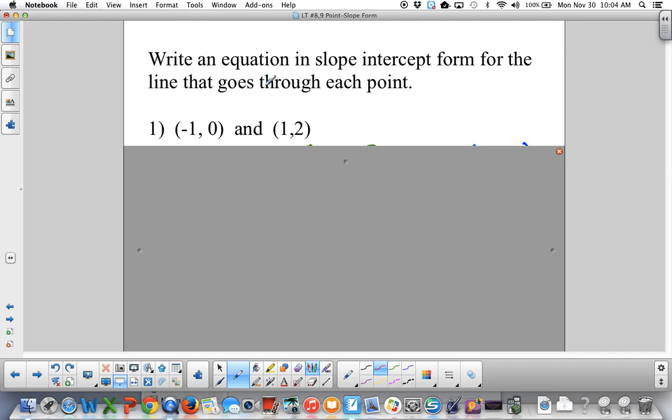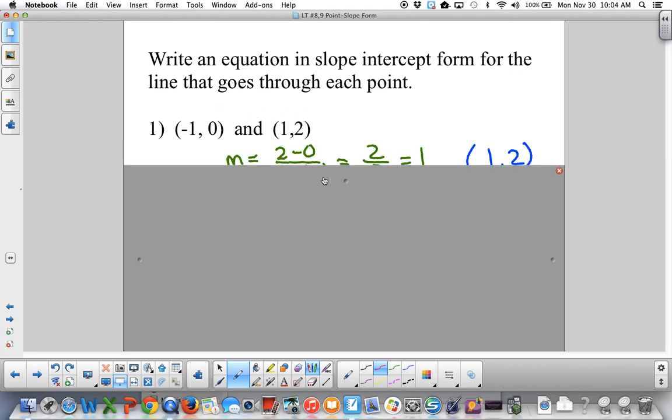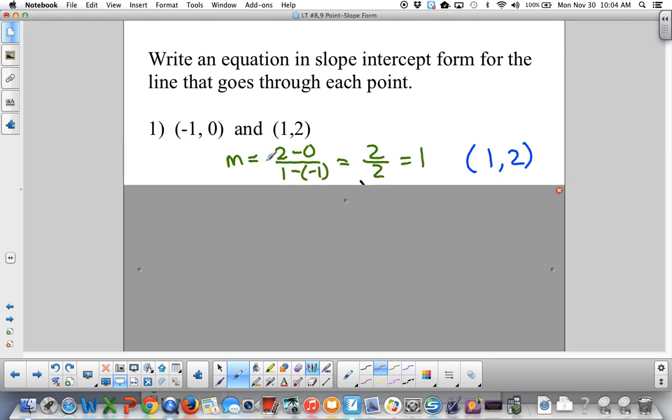So there's two things we need for point-slope form. We need a slope and a point. Well, we've got 2 points. The first thing we want to do is find the slope. So we do change in y over change in x. We get 2 over 2. My slope is 1. Now I've decided to use the point (1, 2). That tells me to put 1 in for my x1 and 2 in for my y1.